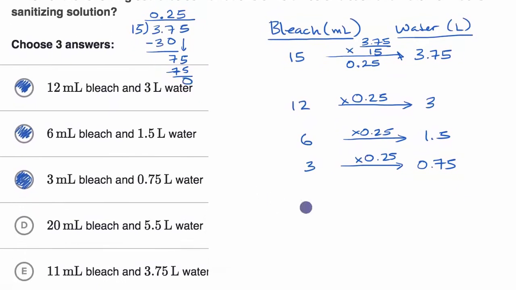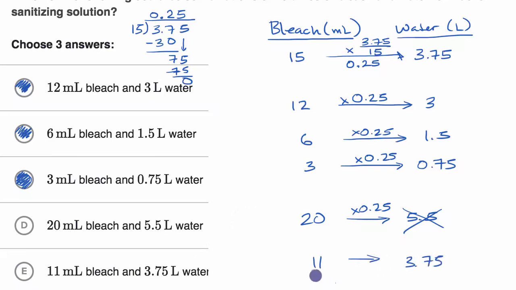So let's see. If I go from 20 to 5.5, am I multiplying by 0.25? No, 0.25, which is the same thing as 1/4. 1/4 times 20 is 5, not 5.5. So that doesn't work. And then going from 11 to 3.75.